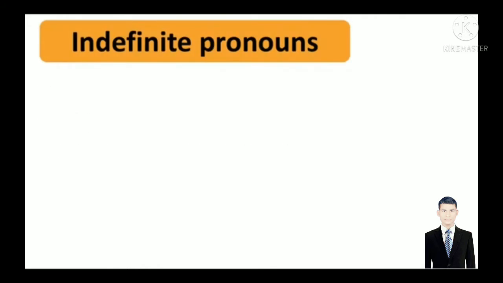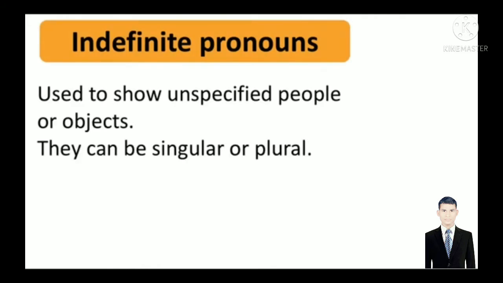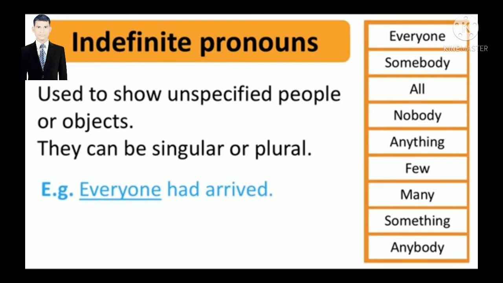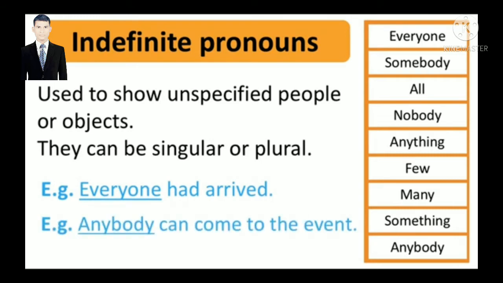Indefinite pronouns. These type of pronouns are used to show unspecified people or objects. They can be singular or plural. This includes everyone, somebody, all, nobody, anything, few, many, something, anybody. For example, everyone has arrived. Anybody can come to the event.